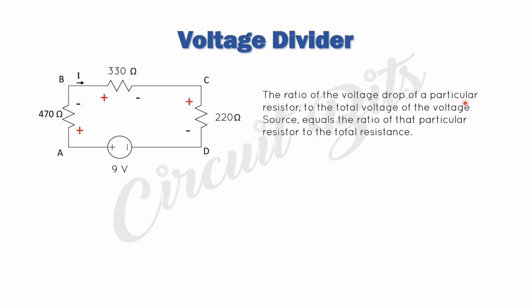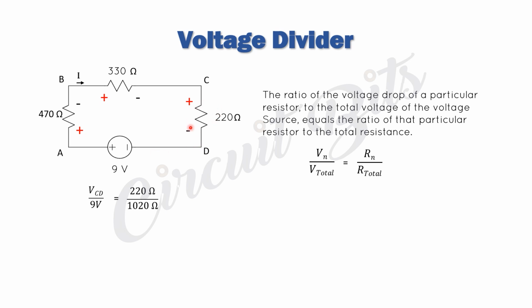The ratio of the voltage drop of a particular resistor to the total voltage of the voltage source equals the ratio of that particular resistor to the total resistance. Simply put, if Vn is the voltage across any of these loads, and we divide it by the total voltage of the voltage source, we can equate it to the resistance of that particular load divided by the total resistance in the circuit. So let's take VCD as an example.